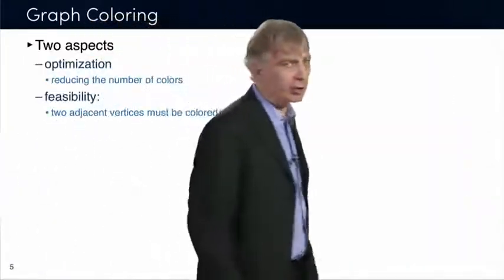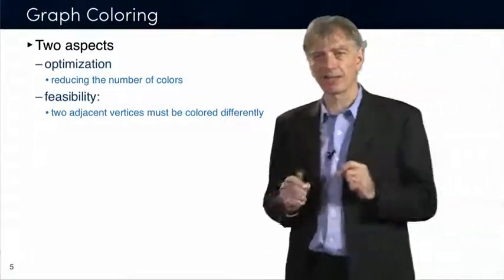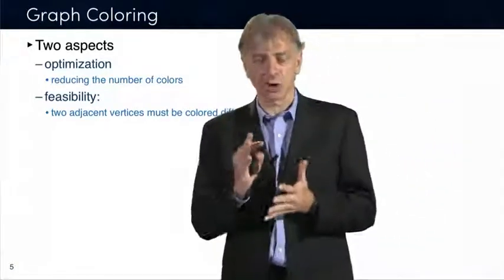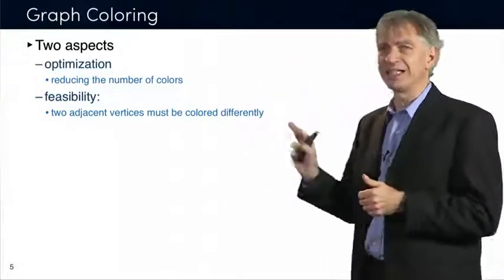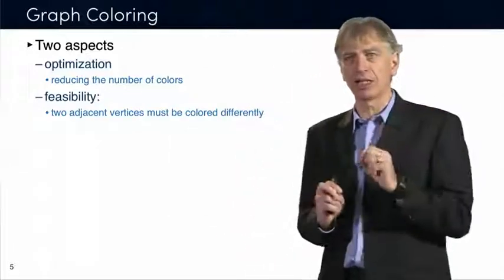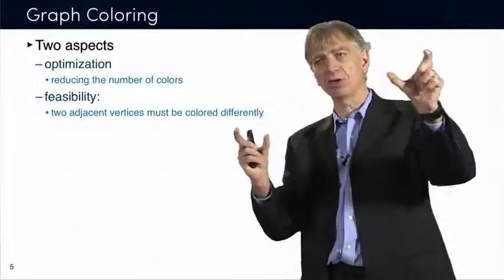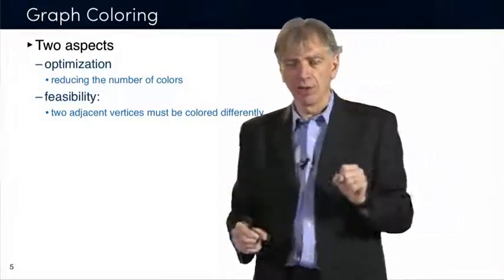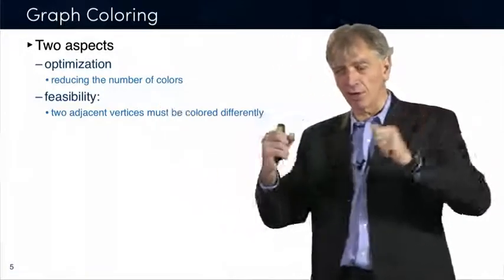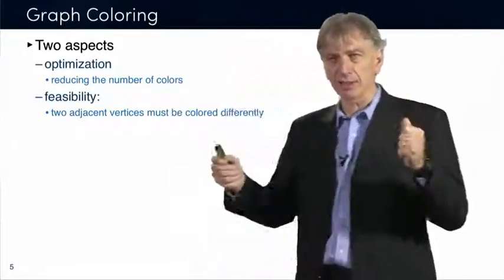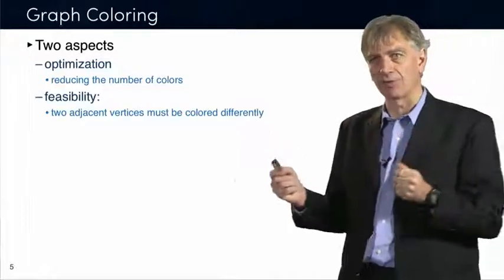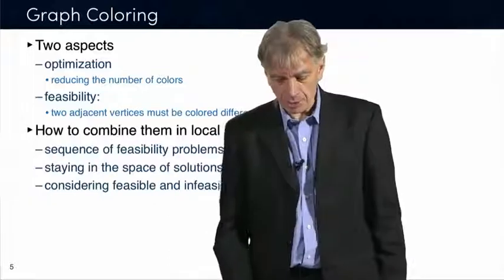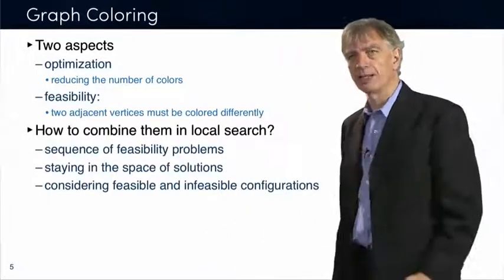There are two aspects, of course. One aspect is that we have to minimize the number of colors. We want to use as few colors as possible. But there is also the feasibility axis. At any point, we want this coloring to be legal. Two vertices that are adjacent to each other should be given a different color. So there is a trade-off between these things, and how we're going to deal with that is essentially the topic of this lecture. How can we balance the fact that we want to decrease the number of colors, but we also want to get a feasible solution?